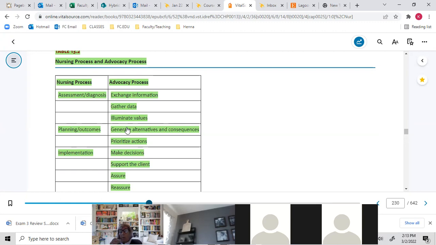We get so caught up in the nursing process, the ADPI, in the inpatient hospital setting. We have to be able to shift that out of the hospital setting. And that's what this is doing.